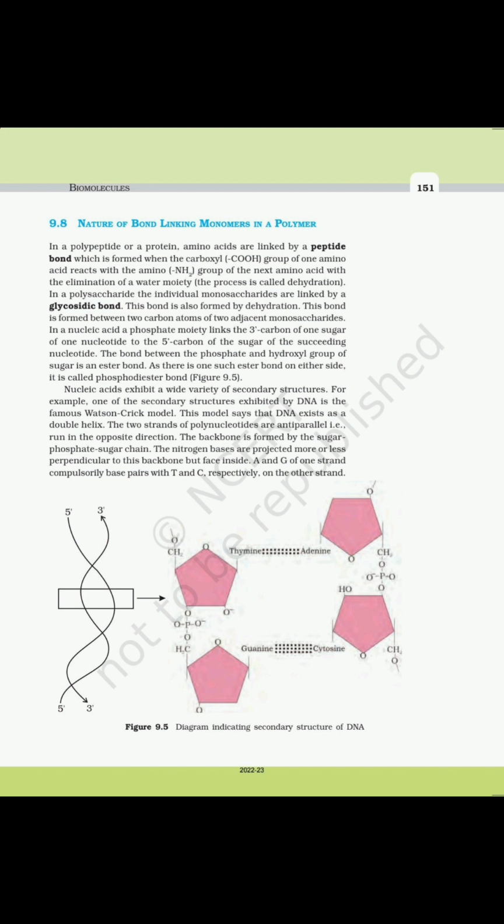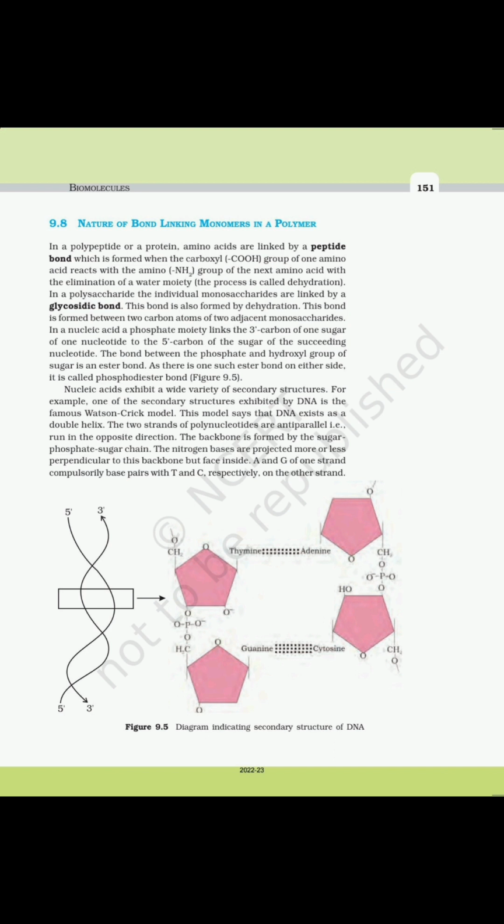In a nucleic acid, a phosphate moiety links the 3' carbon of the sugar of one nucleotide to the 5' carbon of the sugar of the succeeding nucleotide. The bond between the phosphate and the hydroxyl group of the sugar is an ester bond. As there is one such ester bond on either side, it is called a phosphodiester bond.